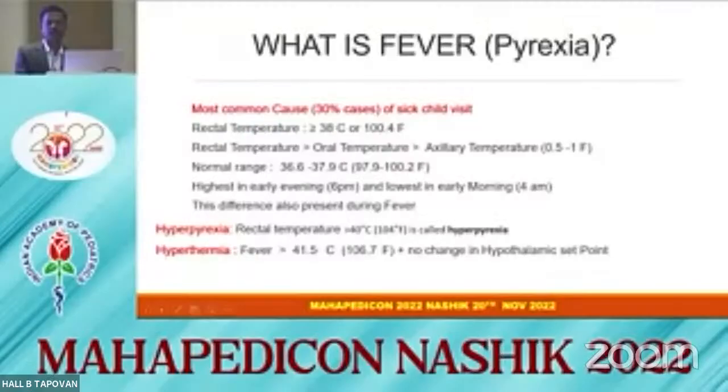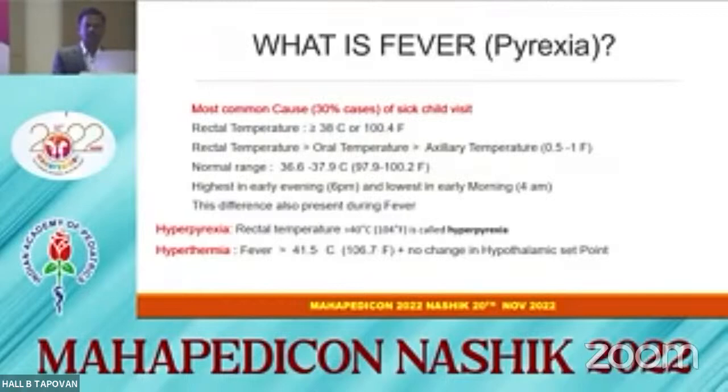Oral temperature is more than the axillary temperature, with a difference of 0.5 to 1 degree Fahrenheit. The normal range of body temperature is 36.6 to 37.9, and it is not constant in the morning and the evening. It is highest in the early evening and lowest in the early morning. This difference is also present during fever.